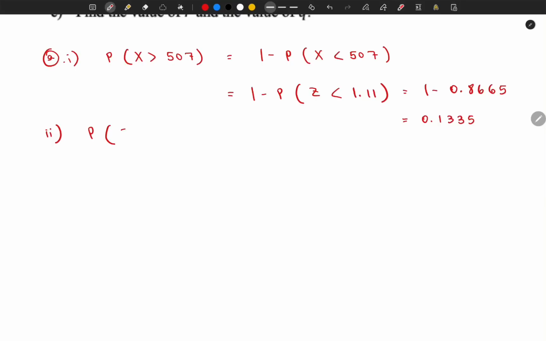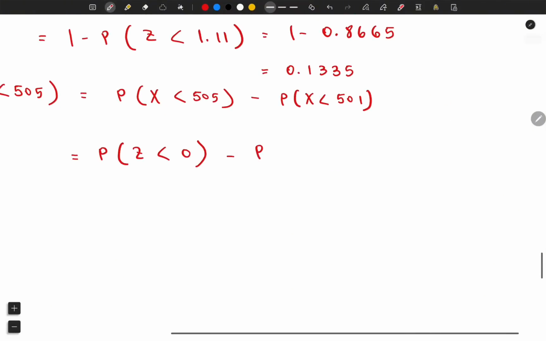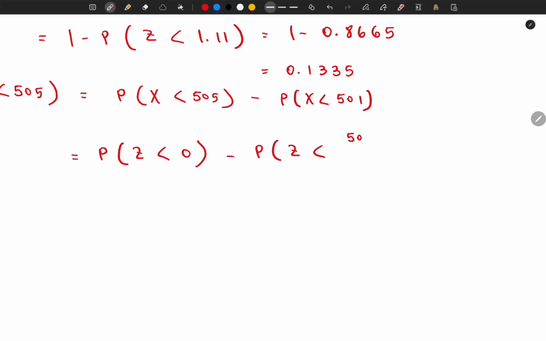Now we can write this as, wait, let me just show you. We can write this as probability of x to be less than 505 minus probability for x to be less than 501 using the help of the bell curve. And then we need to convert these values of x into z. So we can write this as z equals 505 minus 505 divided by the standard deviation. So overall this will give us a value of 0 minus, and then let's convert this value of x into z. So it's 501 minus 505 divided by 1.8. So this gives us a value of negative 2.22.